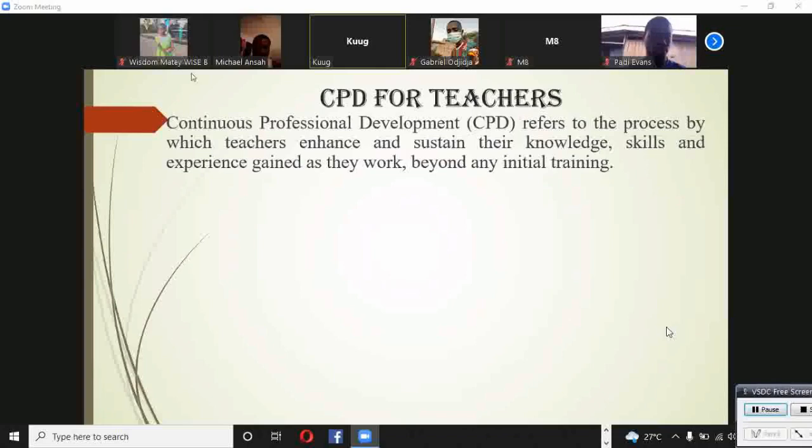Which means, apart from your initial professional training as a teacher, you are expected to acquire more knowledge to enable you to be effective and competent on your job. You gain this experience, these skills, this competence by gradually acquiring knowledge, undergoing training, equipping yourself.